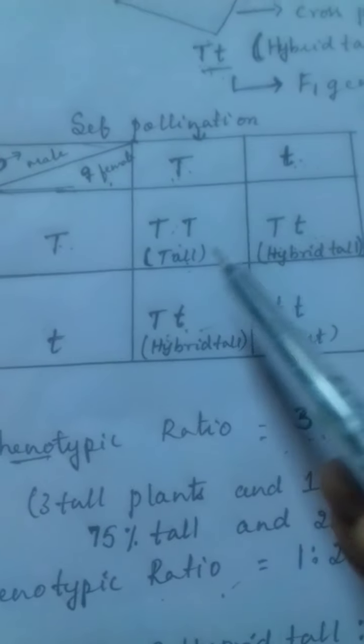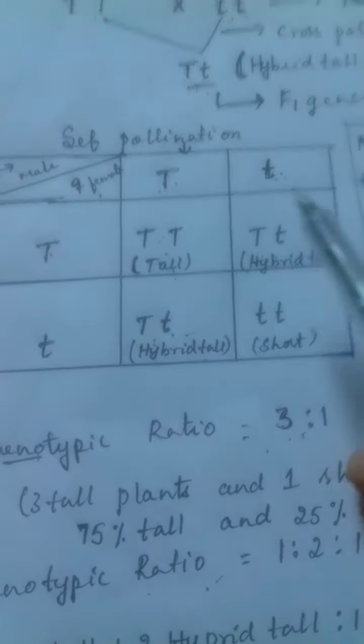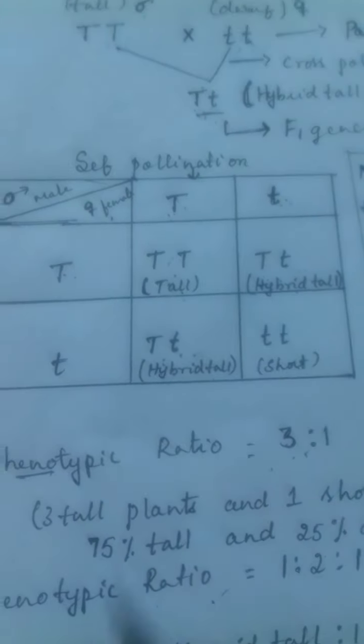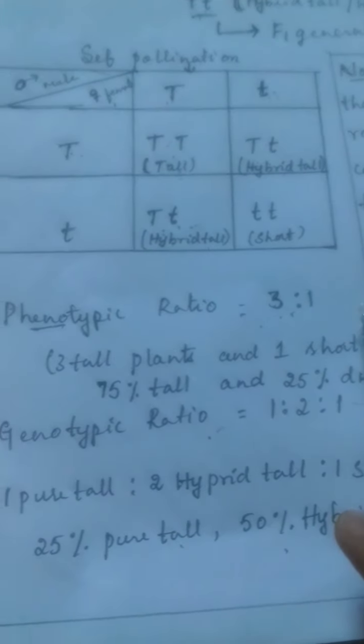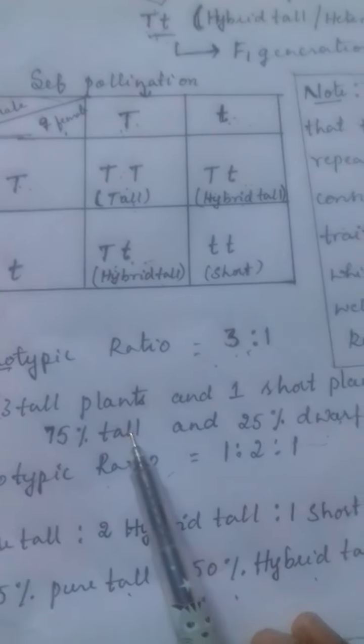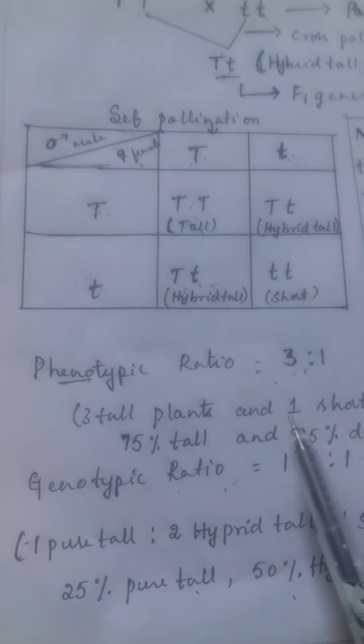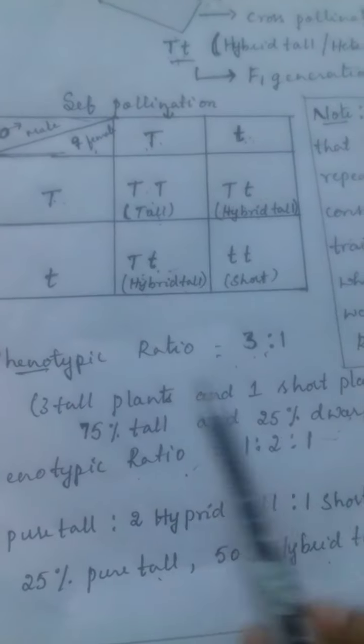So here we can see three tall plants physically, phenotypically, and one short plant. So the phenotypic ratio is 3:1. Three tall plants means 75% tall plants we got in the F2 generation and 25% dwarf plants. Now we can show the genotypic ratio.